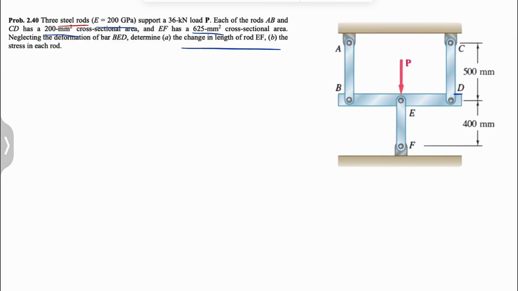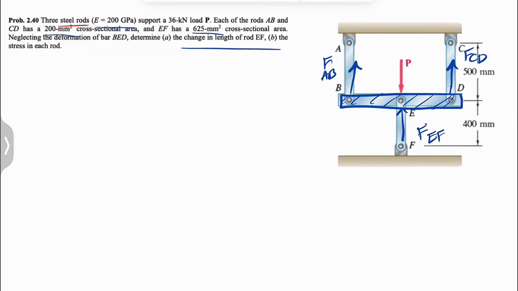And what I'm going to do is draw the free body diagram for all the forces that are applying on this member BED. The force P is going to push down BED, which means the two members AB and CD will be in tension. So this is going to be the force that is in each of them. We can call it FAB, FCD, and that's going to push the rod EF underneath, which means this rod is going to try to push it up, and we call this FEF.